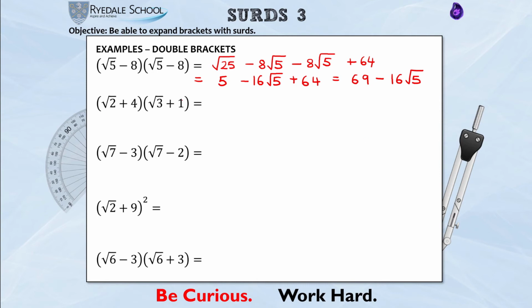Let's look at my next example. I'm going to do first, outer, inner, last again. Root 2 times root 3 for my firsts is root 6. Outers is just 1 times root 2. Well, that's just 1 root 2, which I'll write as a root 2. For my inners, I just have 4 times root 3, which is 4 root 3. And my lasts is 1 times 4, which is 4.